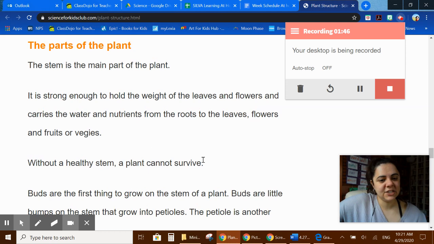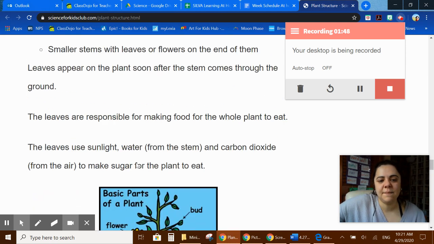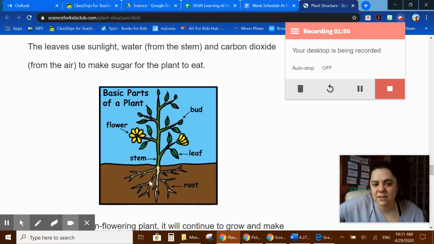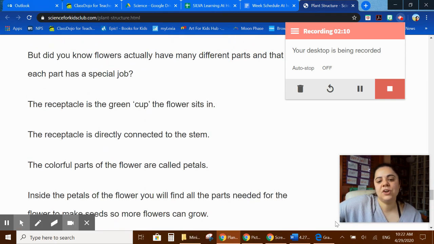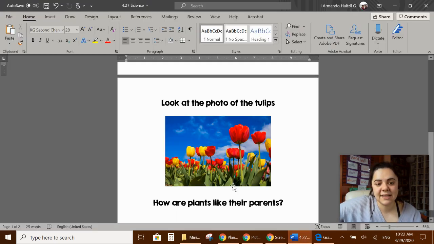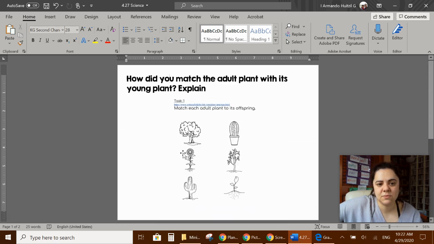So look over this page, see what you can read and understand. Here's the basic parts of a plant. Like we said, the roots grow underneath in the ground. The stem grows on top. The bud is the little baby flower before it really blooms, before it gets big. And then there's the flower and, of course, the leaf. So when we are done with that, we're going to look at these pictures I'm going to post on Class Dojo again. Let's start with this one.